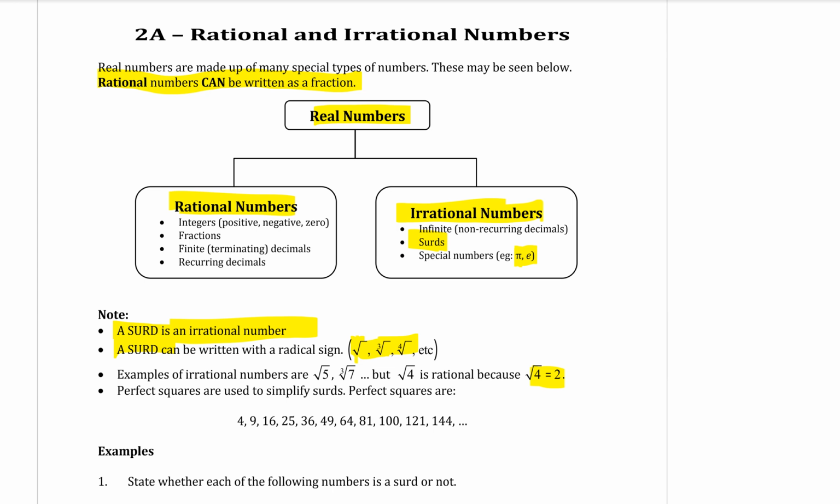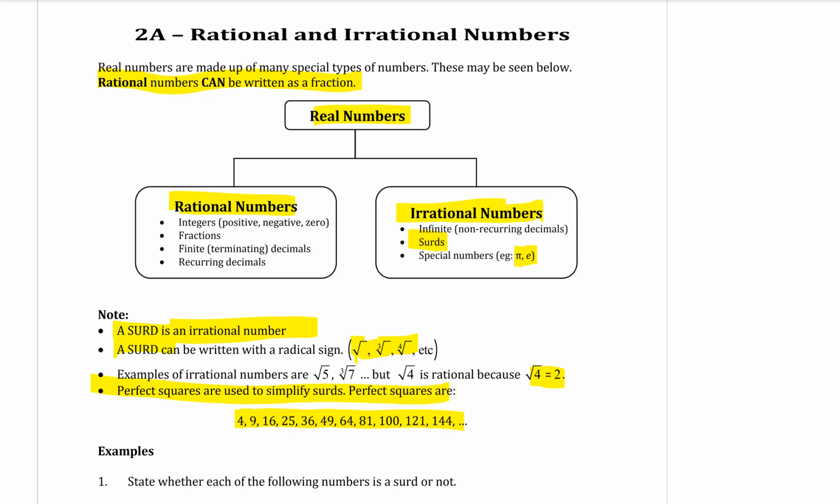You need to use your perfect square numbers. That's this last dot point down here. The perfect square numbers are 4, because 2 times 2 is 4, so 4 is your first squared number. 3 times 3 is 9, so 9 is the next one. It's 4 times 4, you see how you get the perfect squares? 5 times 5, 6 times 6, and you get all those perfect square numbers there.